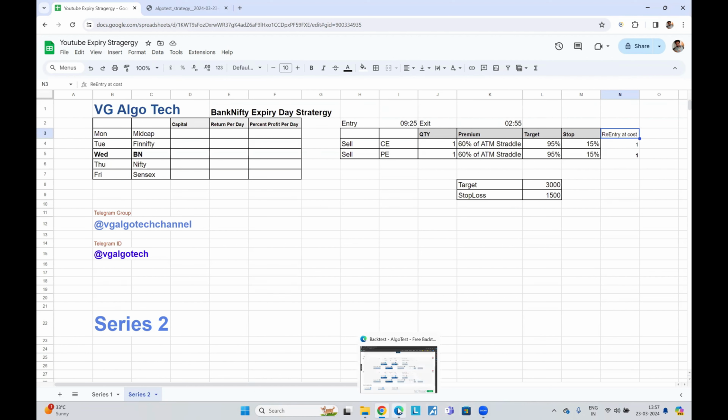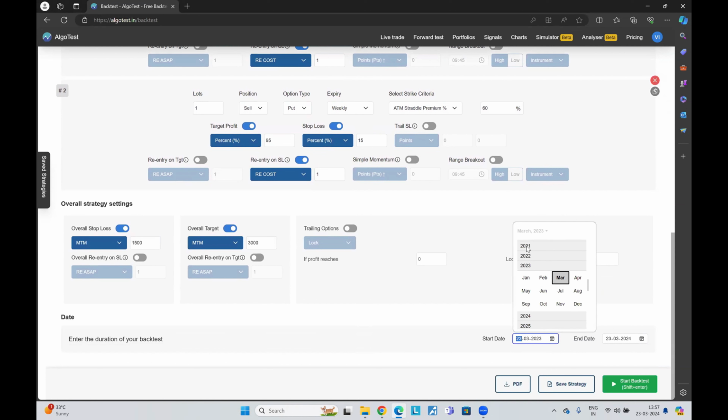So we have one re-entry. Let me again run this from 2020 first, from where we have the data. You can test it for the previous years also, but for the market nowadays we can consider from 2021. That's what I have done in the previous strategies also. Let me run it.